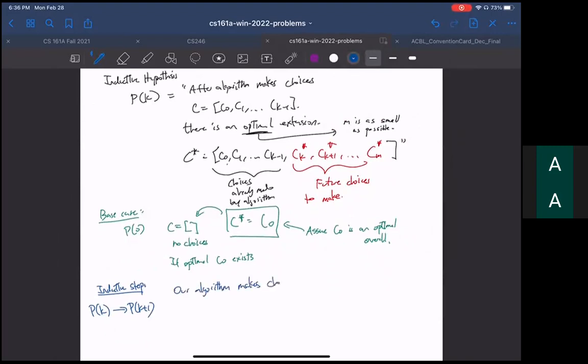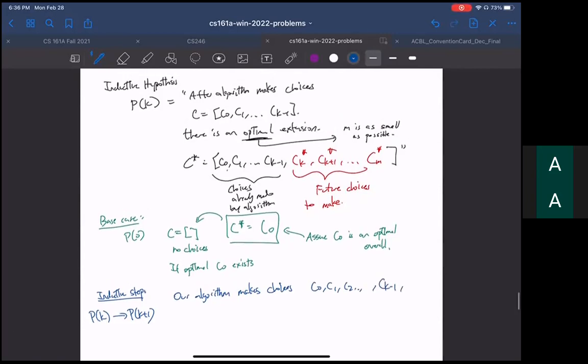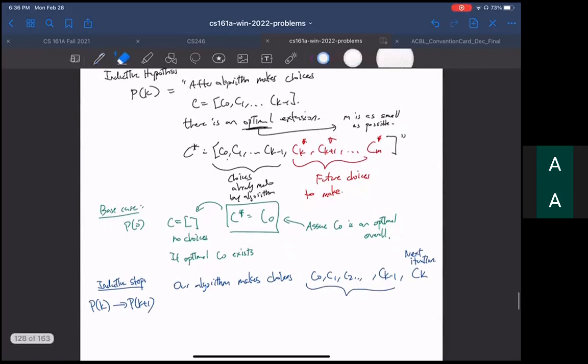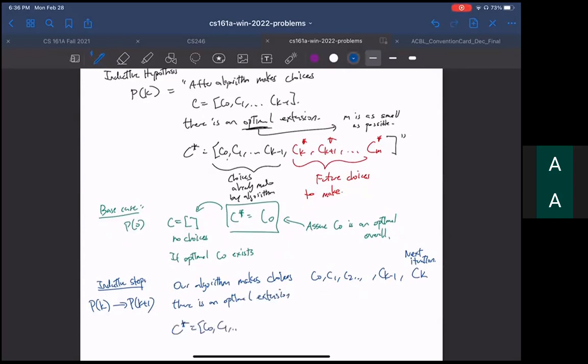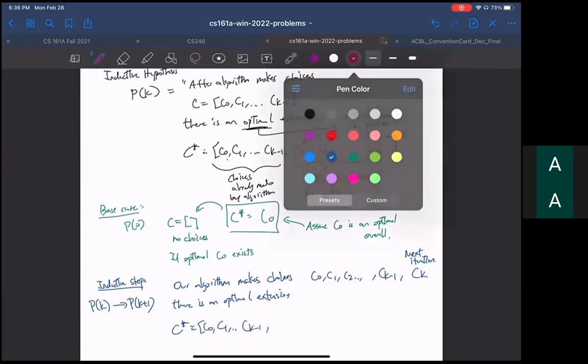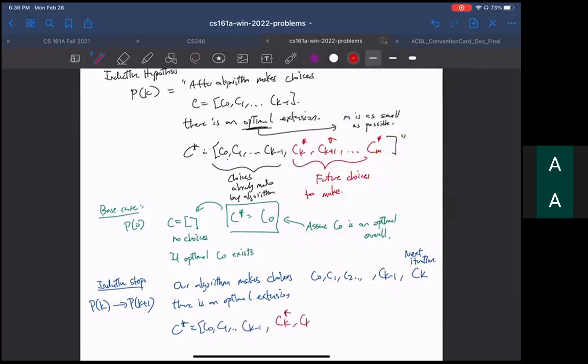makes choices. And it's made the choices C0, C1, C2 through Ck-1. And then on the very next iteration of the algorithm, it's going to make one more choice, Ck. This is the next iteration. We're assuming that in the first k iterations, so C0 through Ck-1, there is an optimal extension, right? Which is C star equals C0, C1 through Ck-1. And then the red stuff is just what the actual optimal extension is.